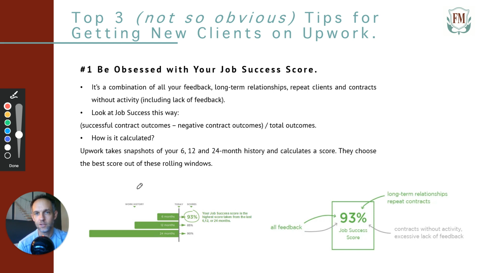Some people have really dived into the job success score, and they have improperly posted on YouTube and in blogs that they post the lowest score, but it's actually not. And I've confirmed this with Upwork. They actually choose the best score out of these rolling 6, 12, and 24-month time windows.